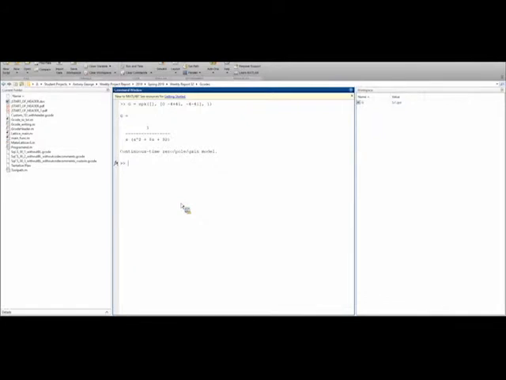And if I want to look at this, I say rlocus. Like I said, the easy way to get the root locus plot is you just do rlocus of G.